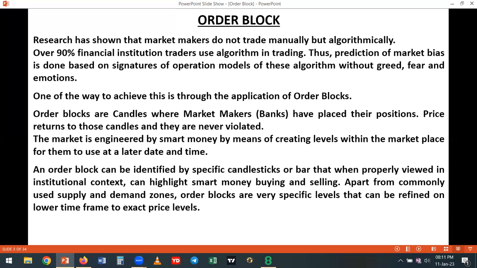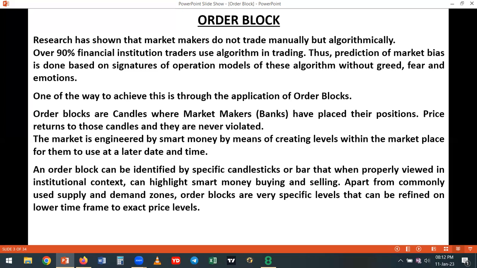Order blocks are candles where market makers, banks, have placed their positions. Price returns to those candles and they are never violated. The market is engineered by smart money by means of creating levels within the marketplace for them to use at a later date and time. An order block can be identified by specific candlesticks or bars that, when properly viewed in institutional context, can highlight smart money buying and selling. Apart from commonly used supply and demand zones, order blocks have very specific levels that can be refined on lower time frame to exact price levels.